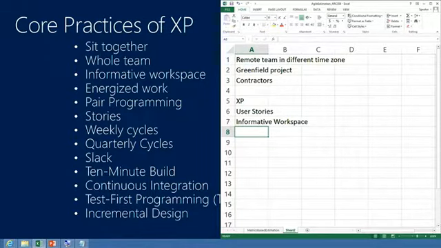Incremental design, perfect. What about TDD? We're all in favor of TDD. What about CI? Okay. Cycles, I don't know. Well, I'll let you guys. What else?